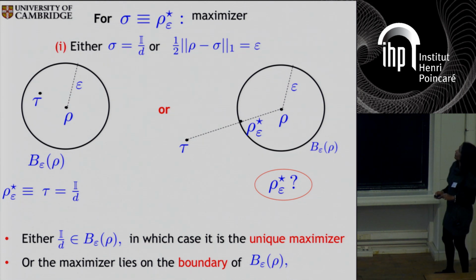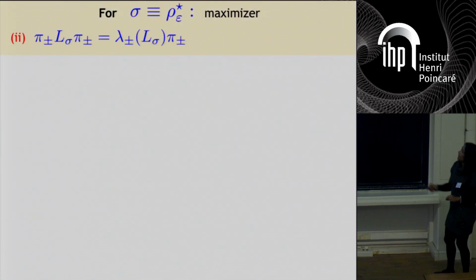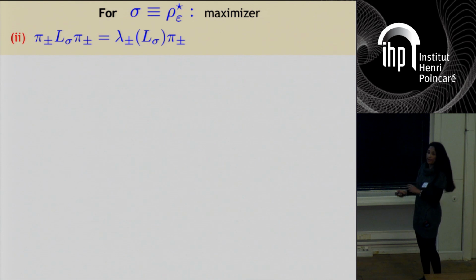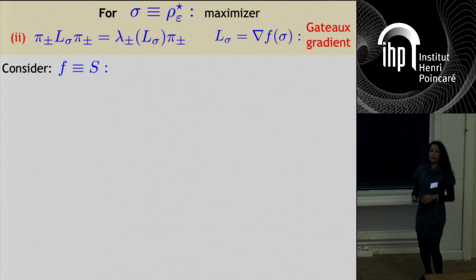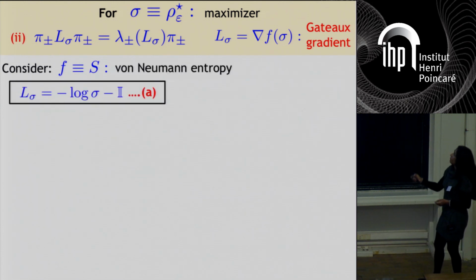So let's look at the second clause of the theorem. It was written like this. So what does this tell us? Let's look at it carefully from the perspective of the von Neumann entropy. So remember this L sigma was the Gateaux gradient, and these were the largest and smallest eigenvalues. So let's consider F to be the von Neumann entropy. And because for the von Neumann entropy, the Gateaux gradient has this very simple form, if you have this simple form, what can we do?